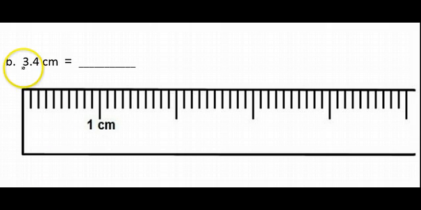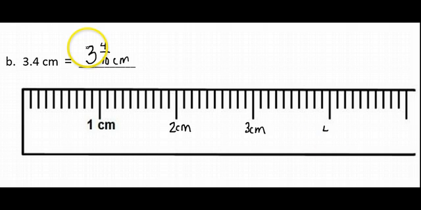This decimal would be read 3 and 4/10 centimeters. So as a mixed numeral, that would be 3 for my whole number and 4/10 for my fraction. To find that on my ruler, I know that it will be between 3 centimeters and 4 centimeters. So here's 2 centimeters, 3 centimeters, and 4 centimeters. So it's going to be between the 3 and the 4 centimeter mark.